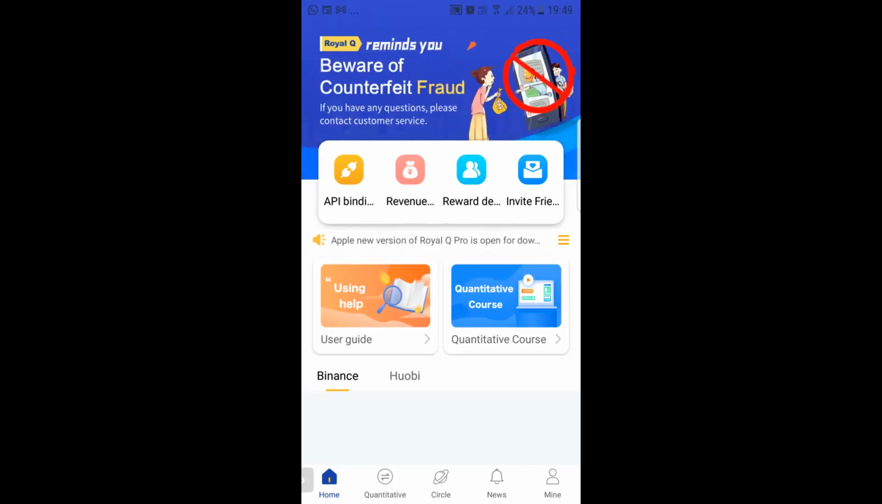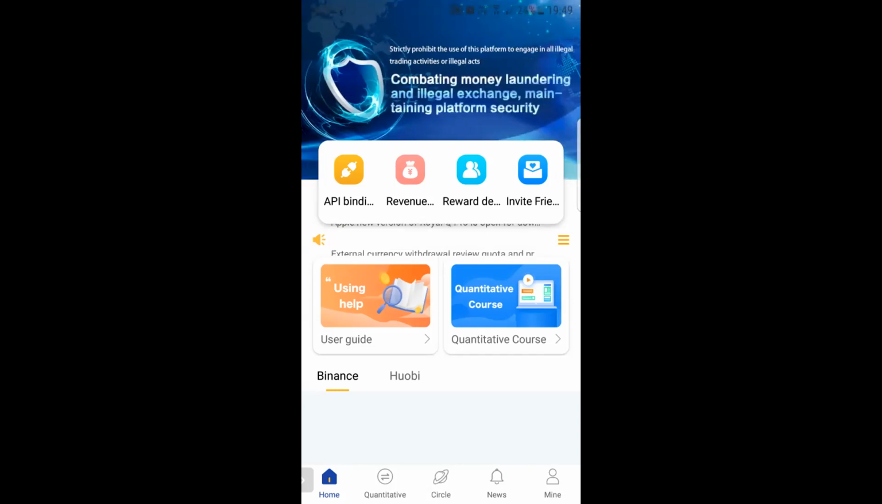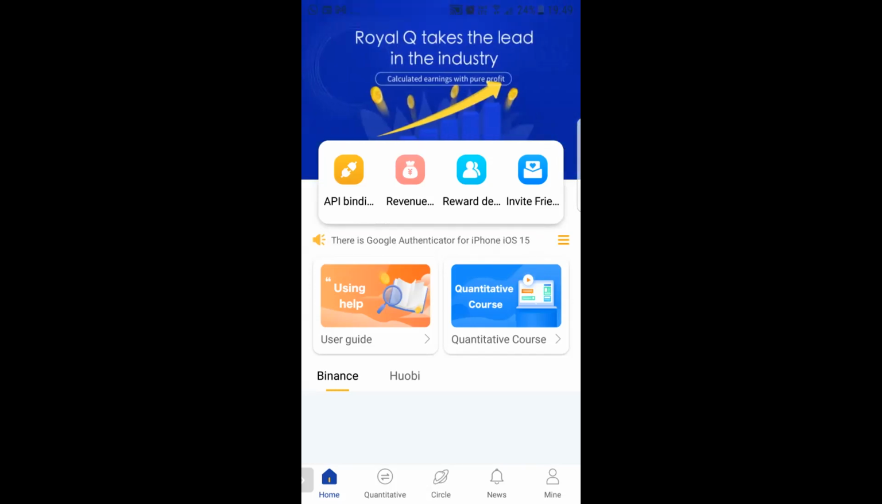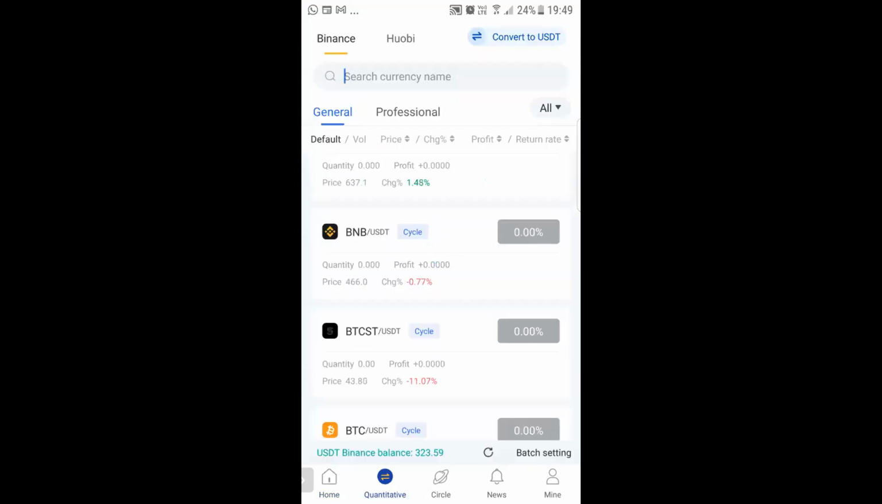This is where we are at. Let me just quickly... So what we'll be doing now is let's go to quantitative. We go to quantitative. You can see that there is $323 that is available here.